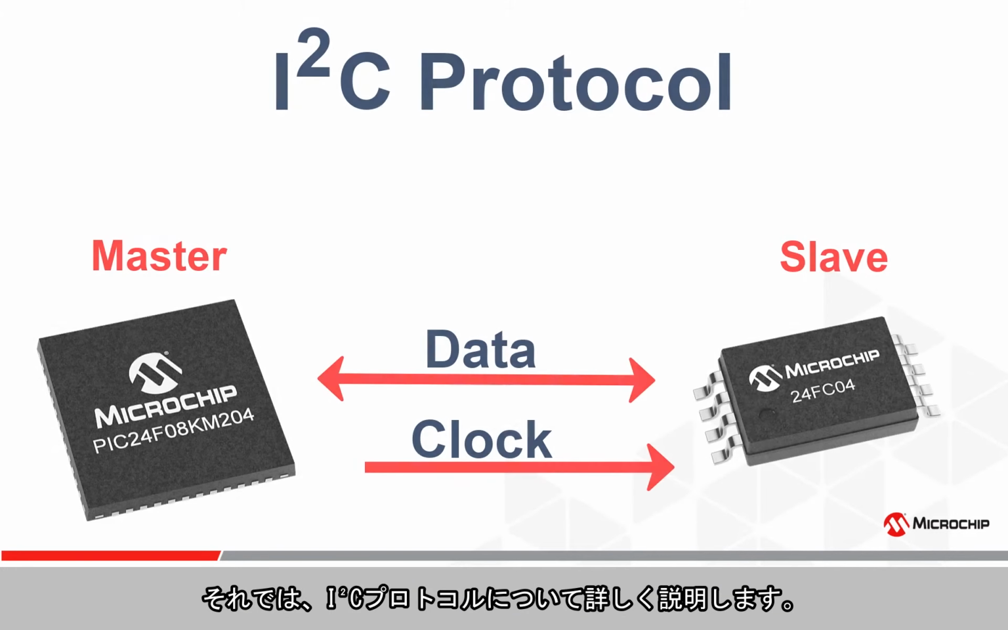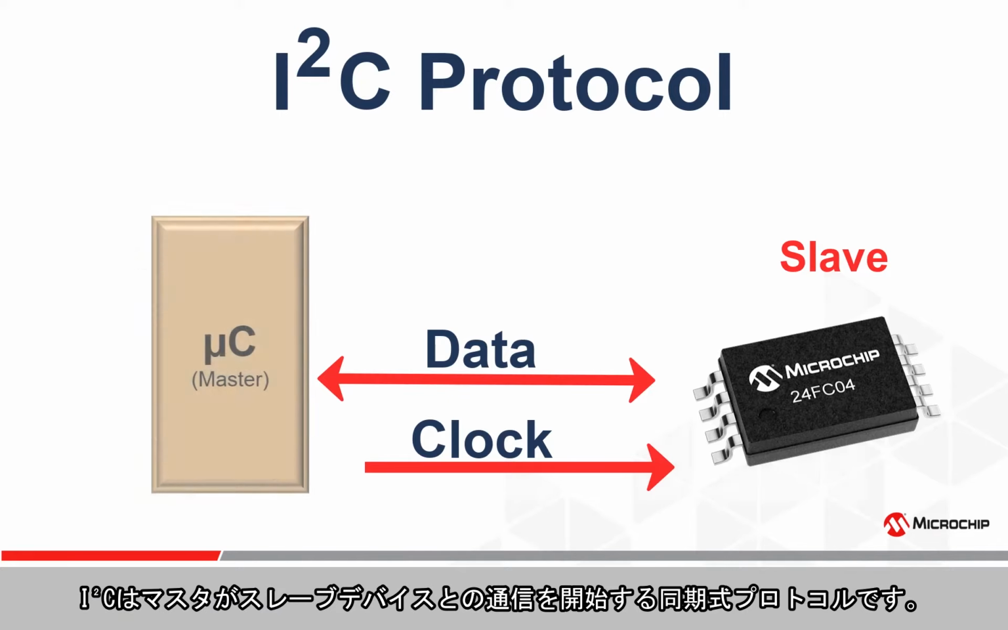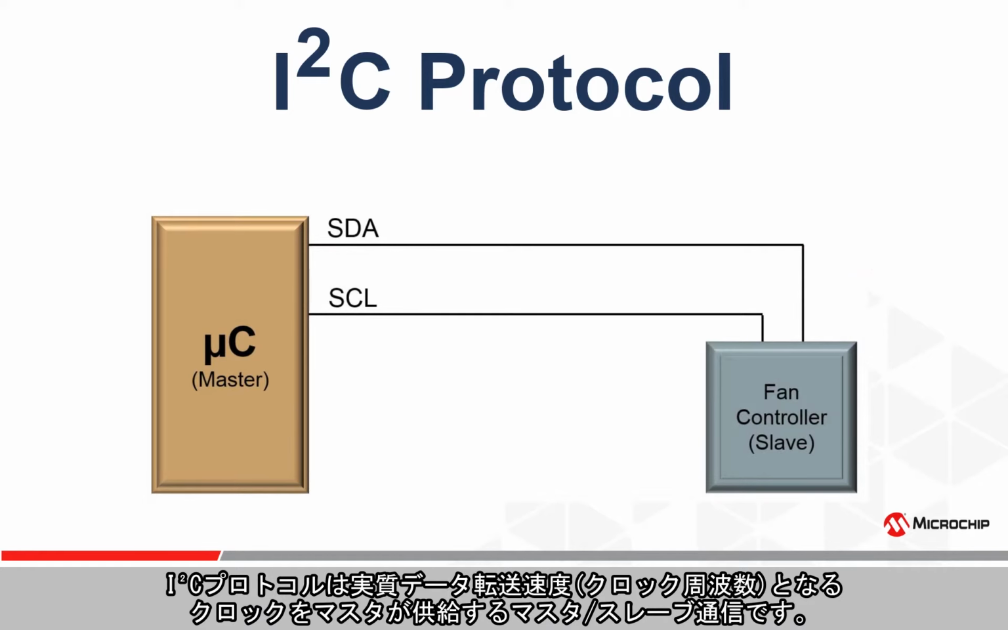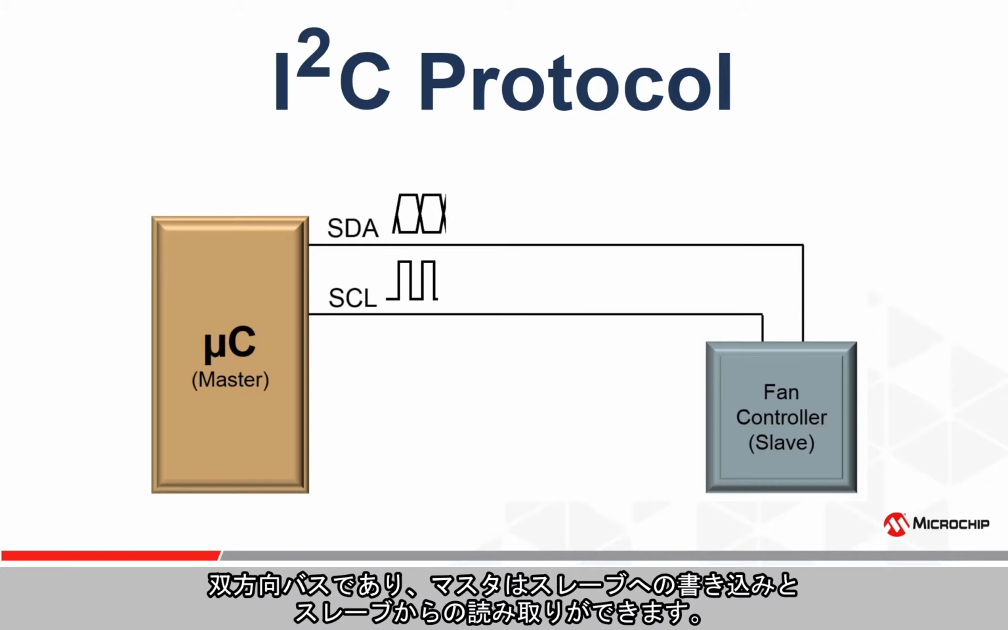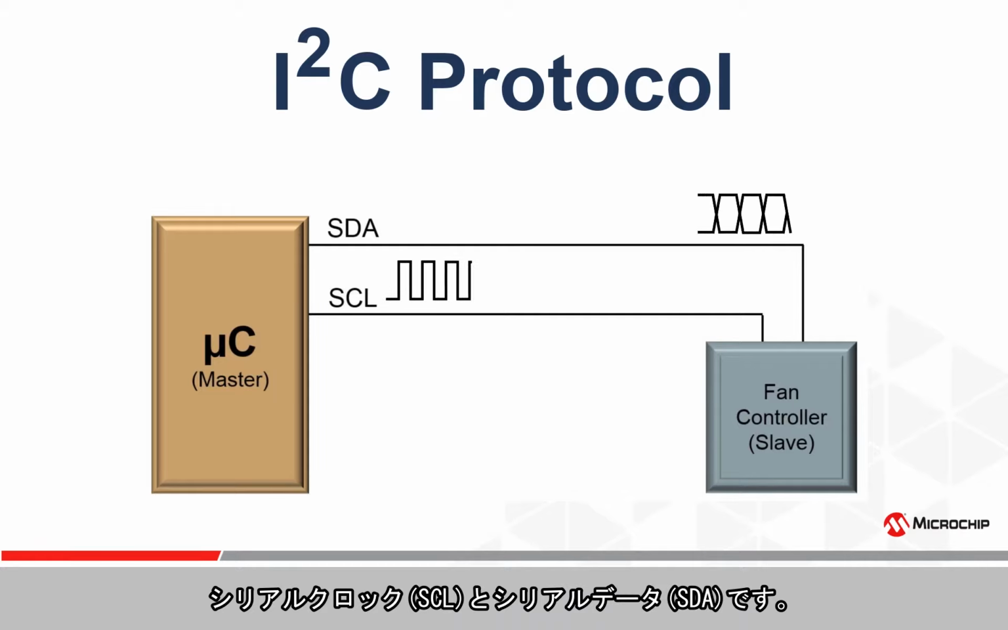Here's some details about the I2C protocol. I2C is a synchronous protocol that allows a master to initiate communication with a slave device. I2C protocol is a master-slave communication, with the master providing the clock, which effectively becomes the data transfer rate or clock frequency. It is a bidirectional bus, meaning the master can write to the slave and read from the slave. And it is a serial bus, which means data is clocked or shifted bit by bit. And there are 2 bus lines, serial clock, SCL, and serial data, SDA.